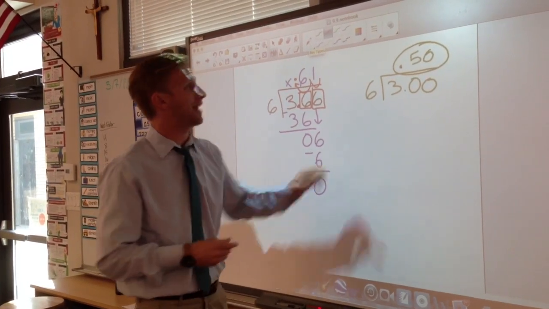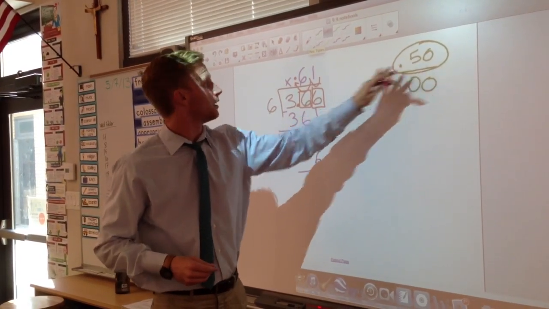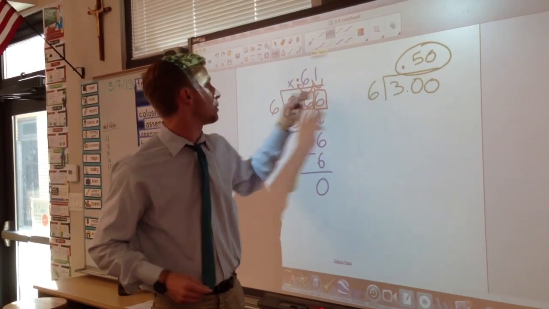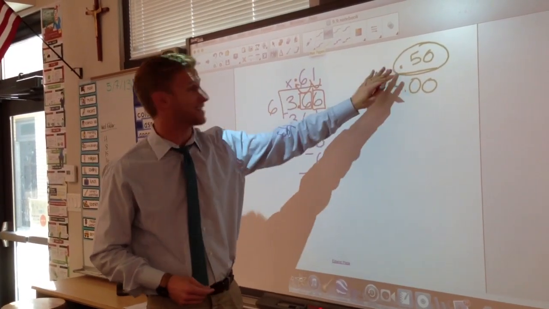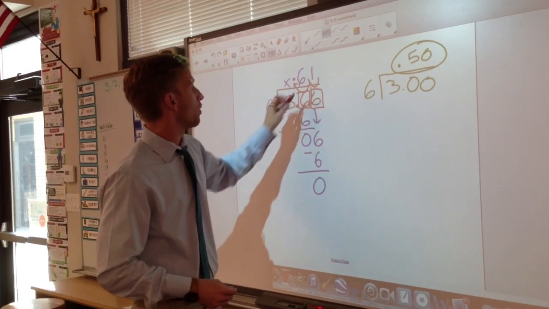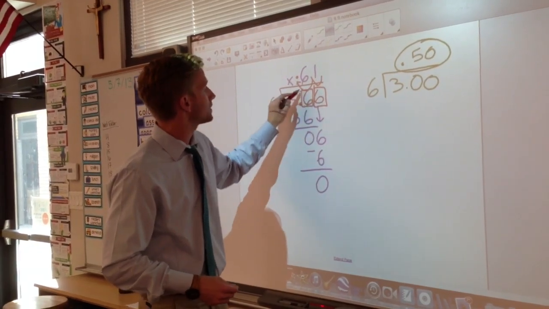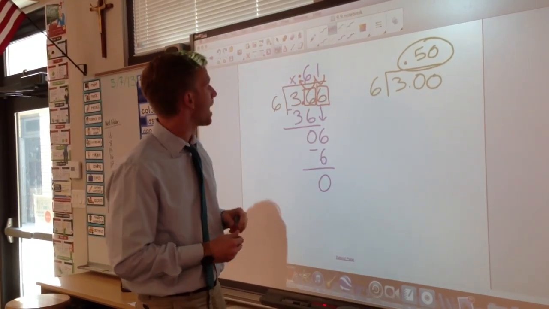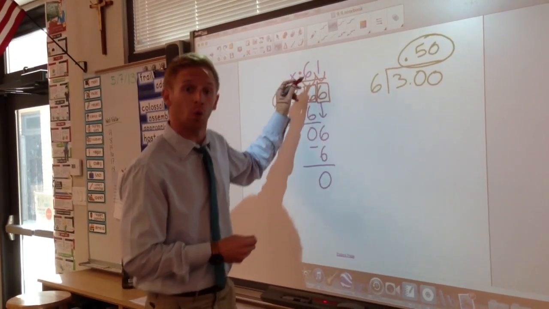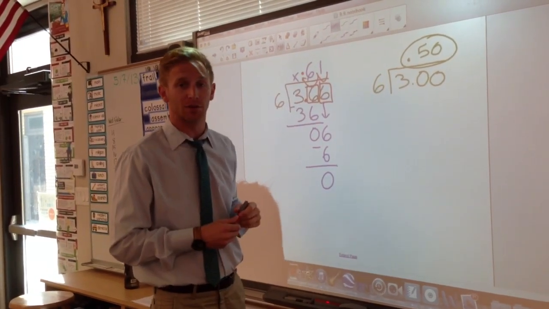So now I've taught you how to solve this problem using estimation, but also the tip is to count the digits in my dividend that are behind the decimal and move over your decimal in your quotient.